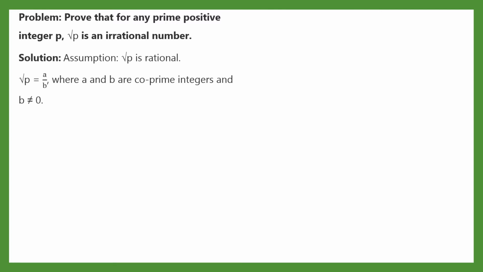Now you know that first of all you have to assume root p is rational. Here root p is rational, we assumed. As root p is rational, every rational number should be in the form of a by b. Therefore root p is equal to a by b, where a and b are co-prime integers and b not equal to 0.